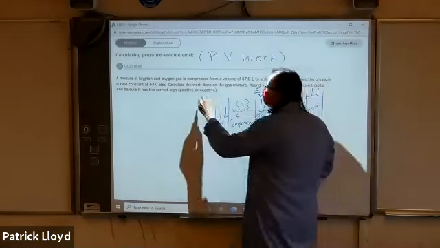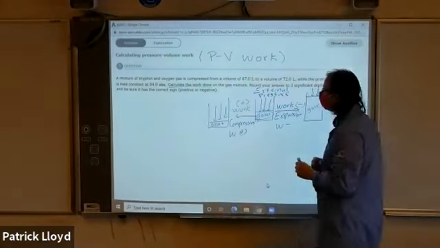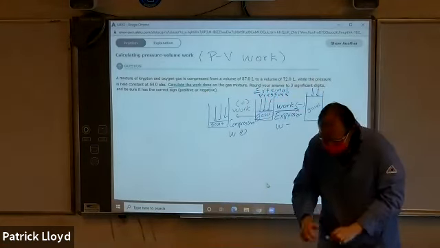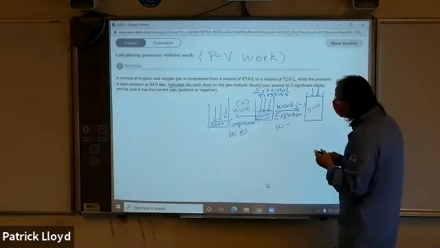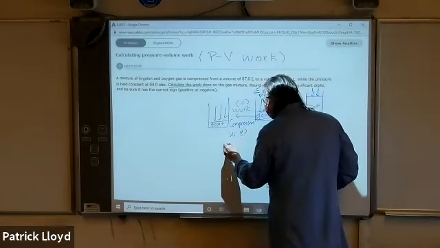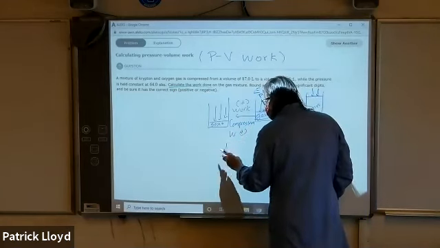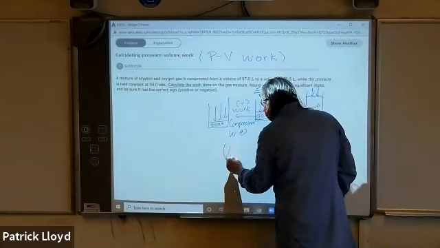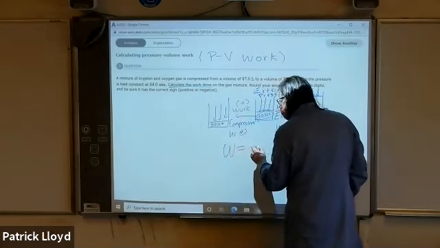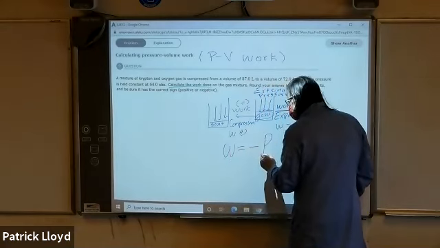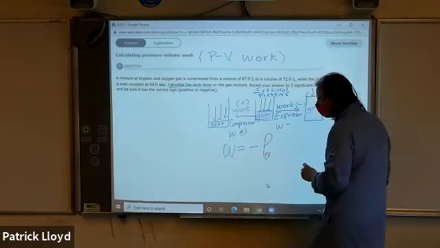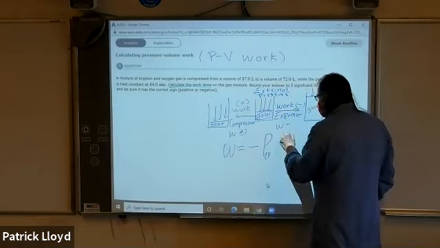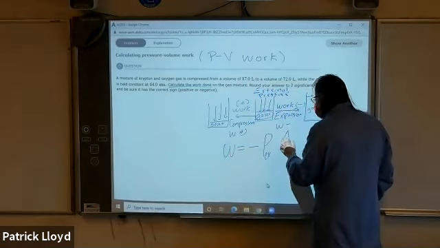Okay. Now, the issue here is how do we do this calculation? Calculate the work that's being done on a mixture, right? So how do we calculate work? For this particular problem, the calculation is very simple. Work is minus the external pressure, so I'll write EX for external, times the change in volume.